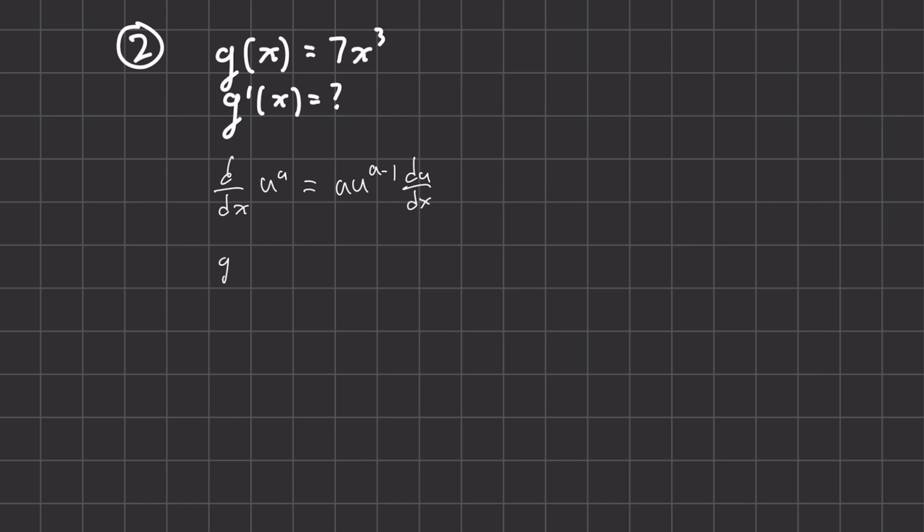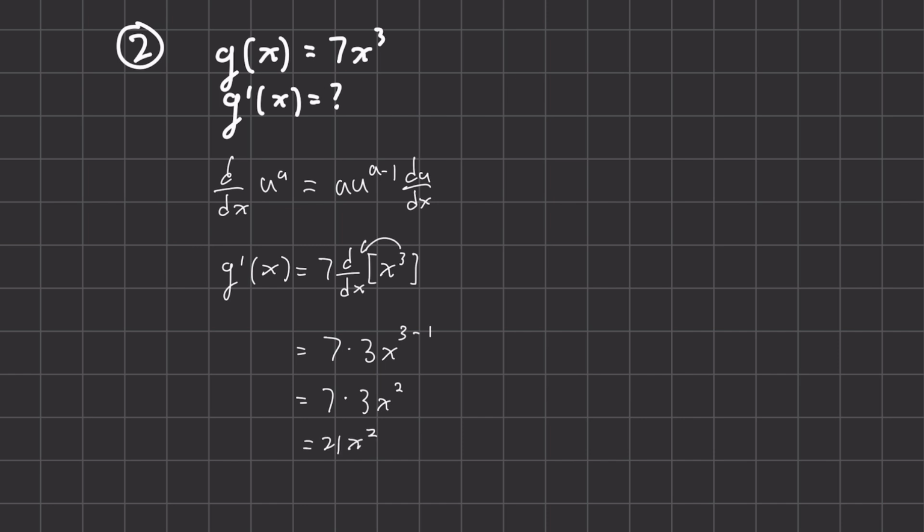So in this case, g prime of x is going to be equal to, first of all, we can just pull out a 7, and then it's going to be the derivative of x cubed. And here we can just apply the power rule, so the 3 is just going to go in front. So it's going to be 7 times 3 times x to the power of 3 minus 1, which is just 7 times 3x squared, which is just 21x squared. 21x squared. And that will be your full solution.